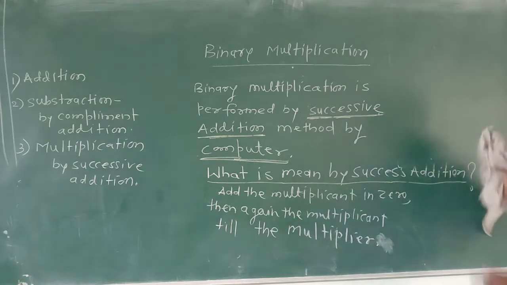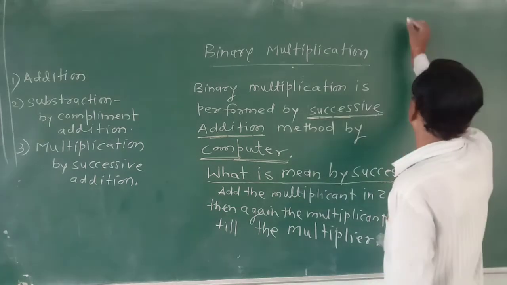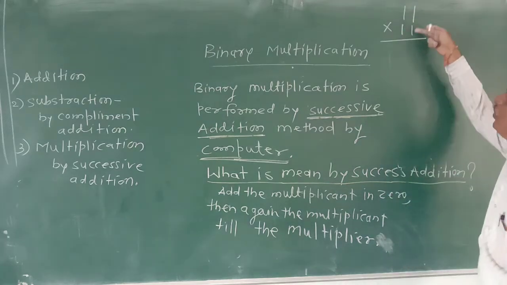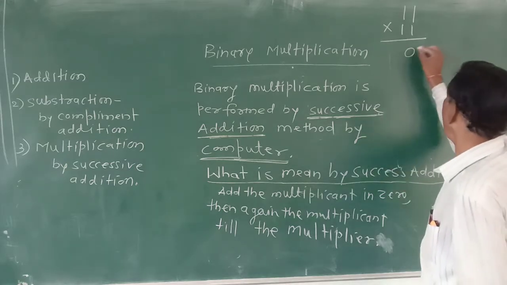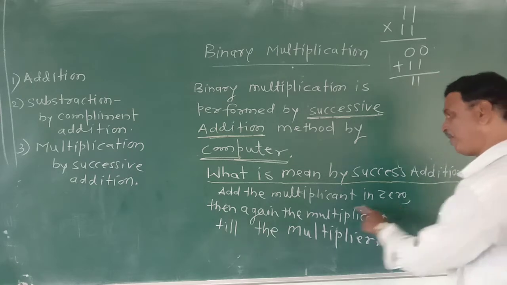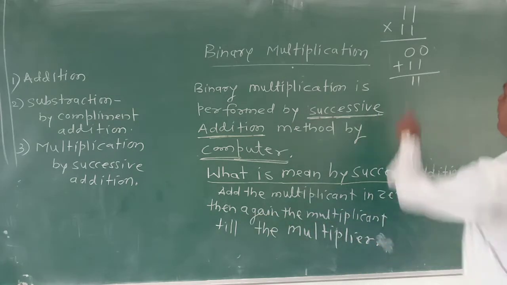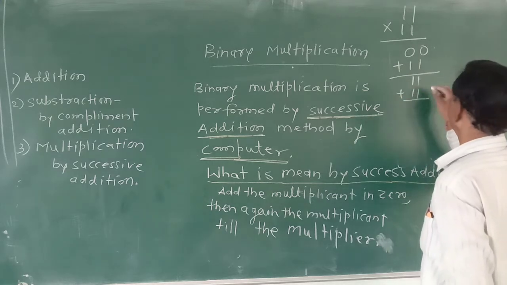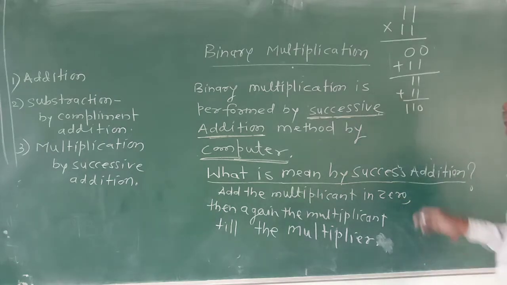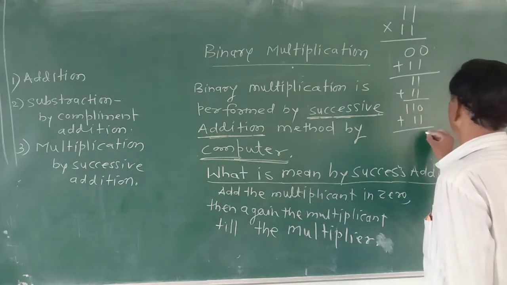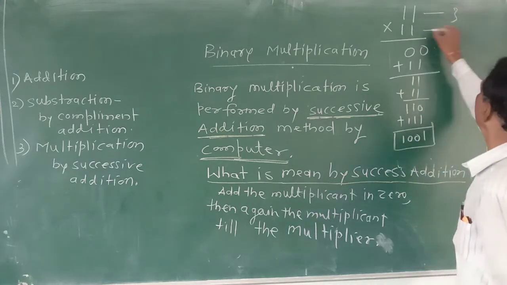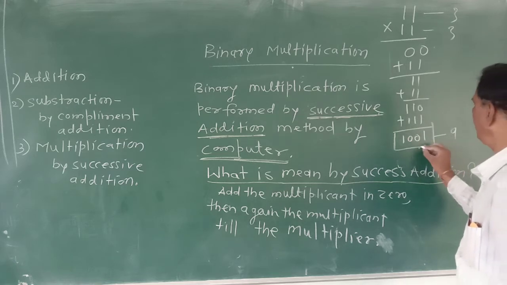Now, one more example we are going to see. 1 1 multiplied by 1 1. 3 into 3, 9 should be there. Add the multiplicand in 0 the first time. Answer is 1 1. Again add till the time of the multiplier. Multiplier is 3 times. 1 1, so 1 1 0, carry 1. Sum is 1, carry is 1. Now add again 3 times. 1 1 1 0, carry 1 0. Look, this is 3, 3, and this is the 9. 1, 2, 4, 8.